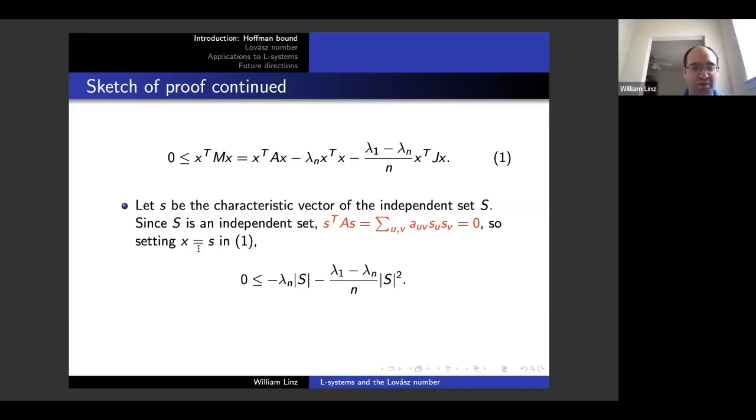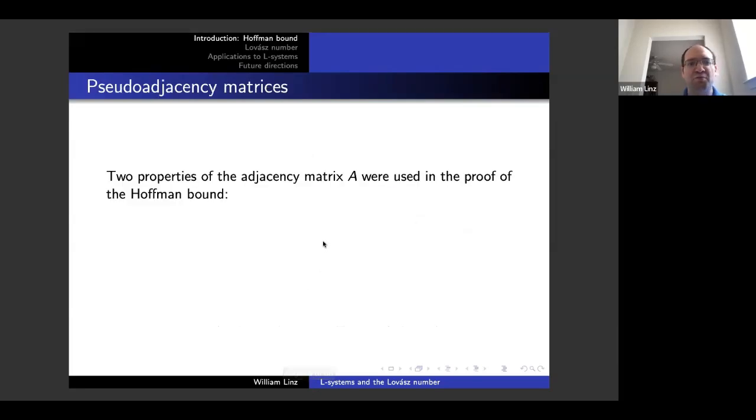Now if I put x equals s into this inequality, I'll get 0 here, negative lambda n times the size of S here, and minus (lambda 1 minus lambda n) over n times the size of S squared there. So I get this inequality, and if I rearrange it a little bit, moving some terms around, I'll get Hoffman's bound out of that. Okay, so that's the sketch of how the proof of Hoffman's bound goes, and the point I want to make is that we used really two properties of the adjacency matrix in the previous proof of the Hoffman bound.